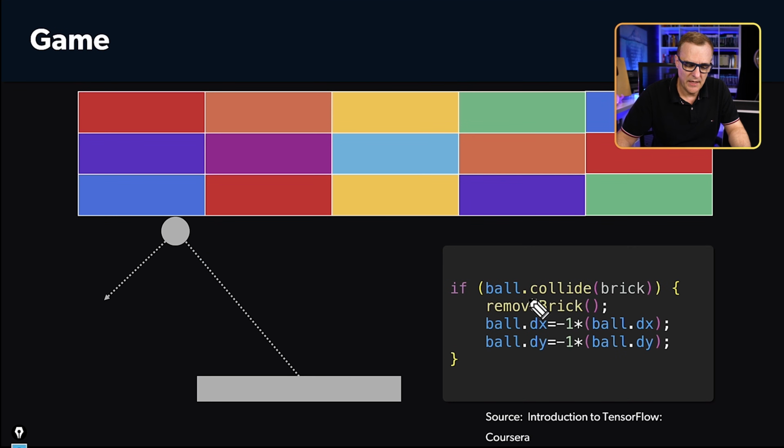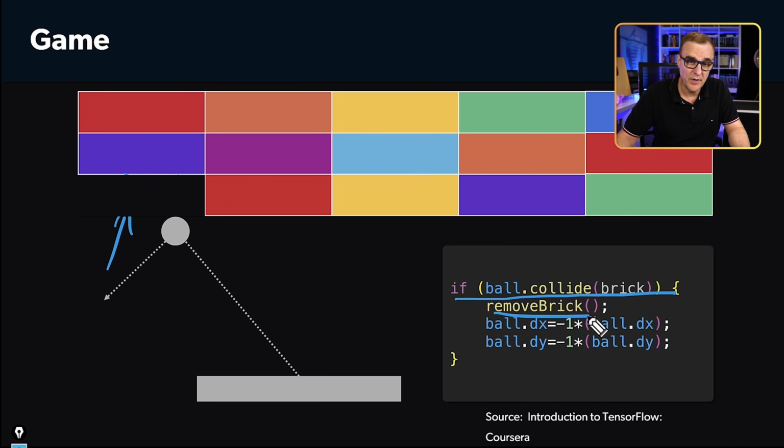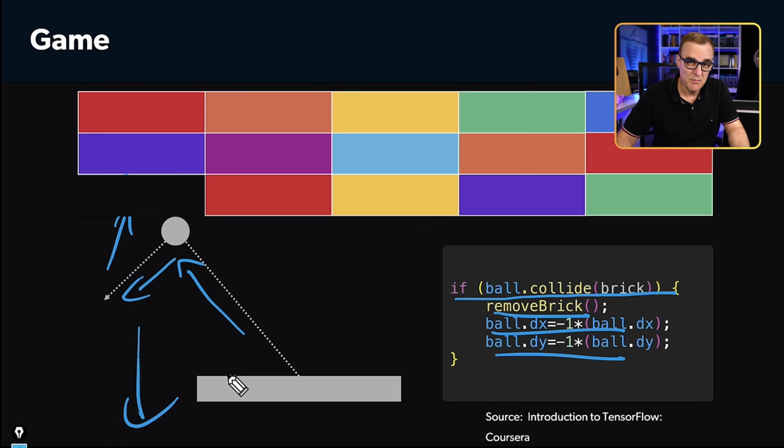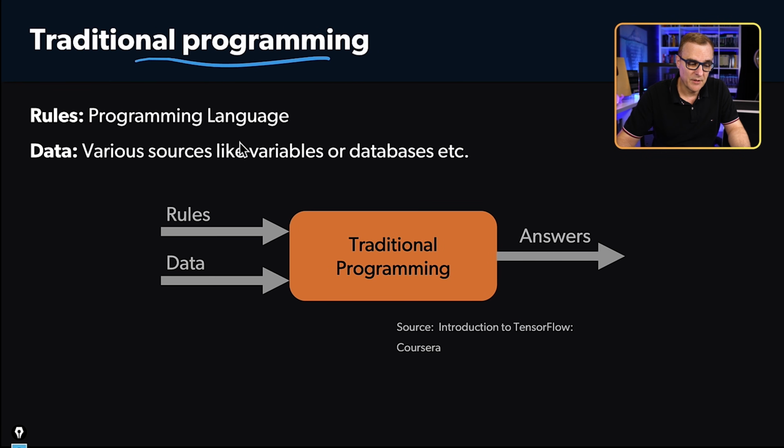Here's another example, and I want to give credit to Coursera, Introduction to TensorFlow. If you really want to get into this in more detail, have a look at that course. Fantastic course. But for the CCNA, you don't need that level of knowledge. So another very simple example of coding: if the ball strikes a brick, the brick is removed. So if ball collide brick, remove brick. And then we do something with the direction of the ball, so it bounces off the brick as an example. But if we miss the ball and it goes off screen, we lose a life. Again, a very basic program. In this kind of traditional programming, we have rules which are set in our programming language.